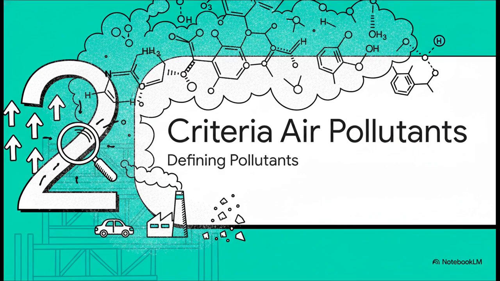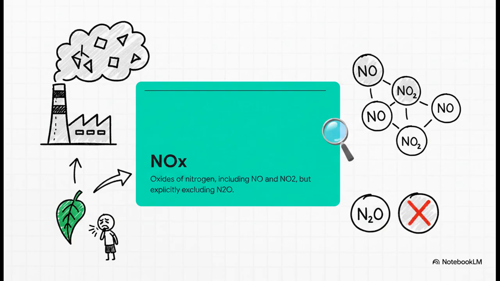Moving to Section 2, defining criteria air pollutants. Let's translate some of this chemical alphabet soup. First up on the list is NOx, or oxides of nitrogen. Now, notice the precision required here. The standard explicitly includes NO and NO2, but it intentionally leaves out N2O or nitrous oxide. Why? Well, because in this context, precision is everything. We need to measure the exact nitrogen compounds escaping the fire to gauge their localized environmental impacts accurately.